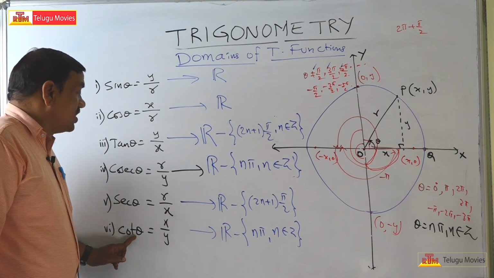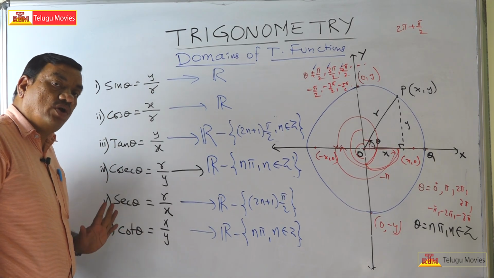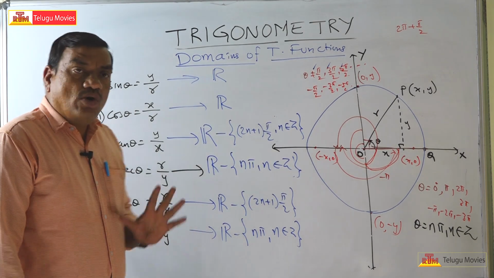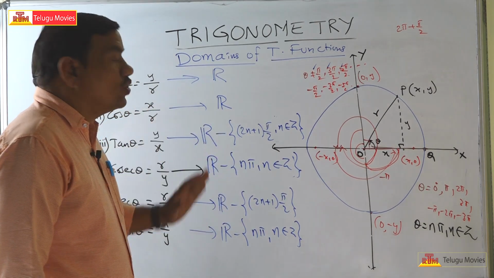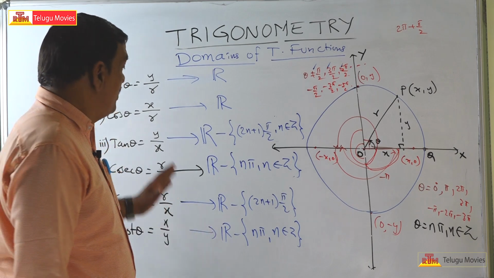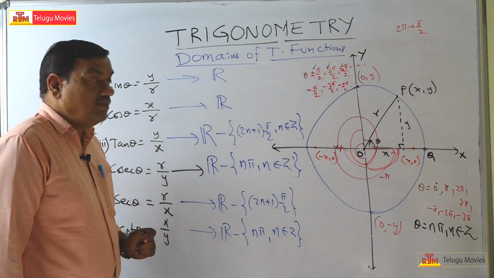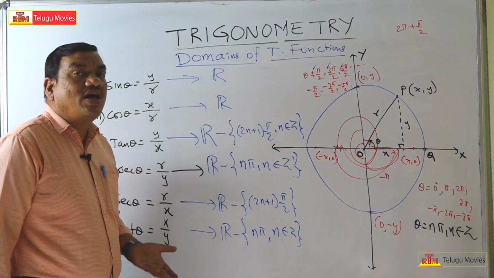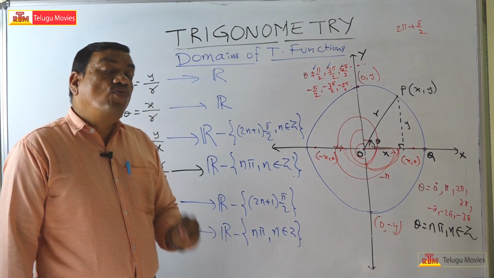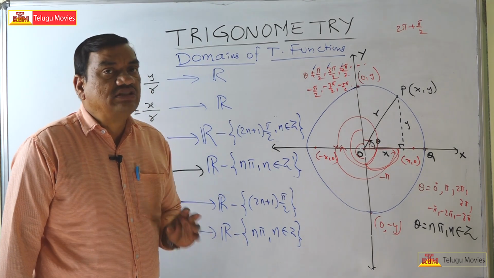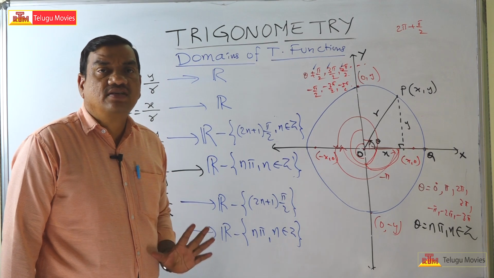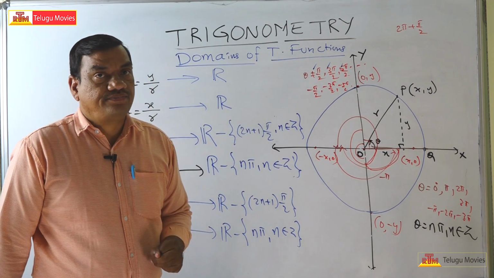For cosecant theta and cot theta, the domain is the same. I hope you understand how to find the domain of a trigonometric function. Now, how do we find the range of the function? To find the range of a function, the one and only thing is drawing the graph.